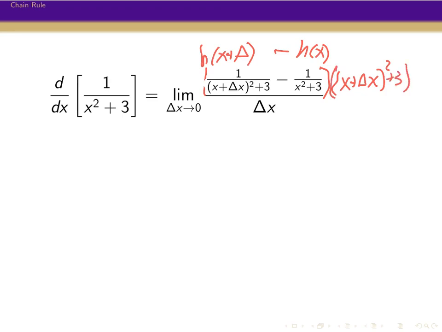And then to clear out the second one, we need to multiply by x squared plus 3. Let's go back. So in the first one, that term is going to cancel off with this one and leave the x squared plus 3 on top. In the second term, x squared plus 3 is going to be canceling off the x squared plus 3 there, and we're going to be left with that on top.